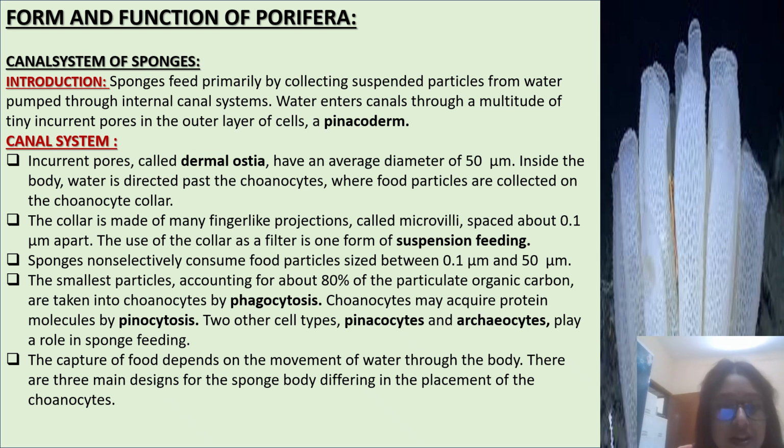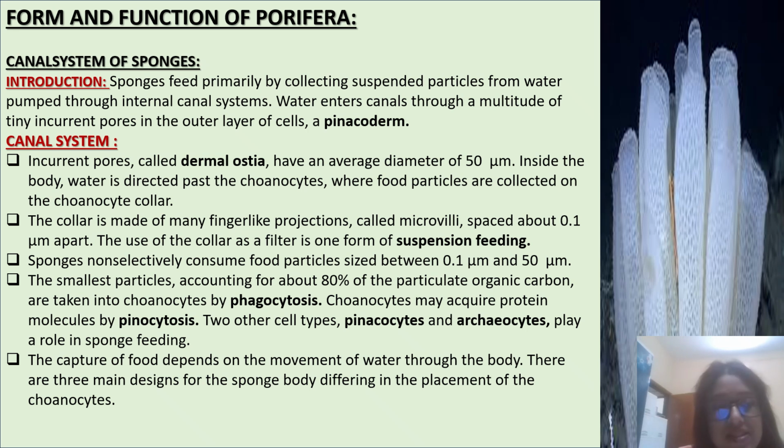The smallest particles, accounting for about 80% of the particulate organic carbon, are taken into choanocytes by phagocytosis. Choanocytes may acquire protein molecules by pinocytosis. Two other cell types, that is pinacocytes and archaeocytes, play a role in sponge feeding. The capture of food depends on the movement of water through the body.